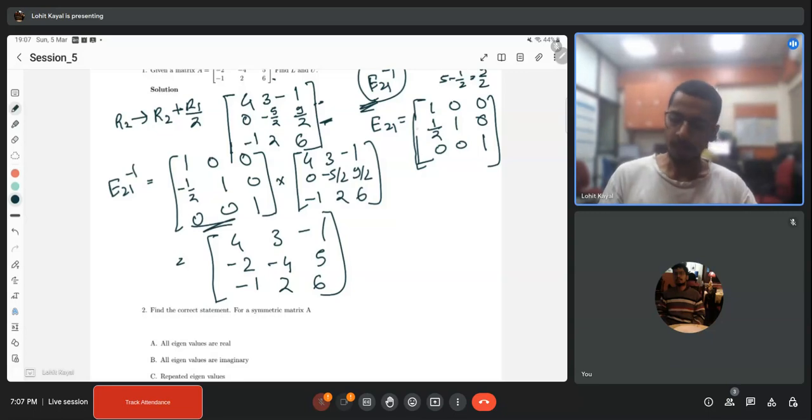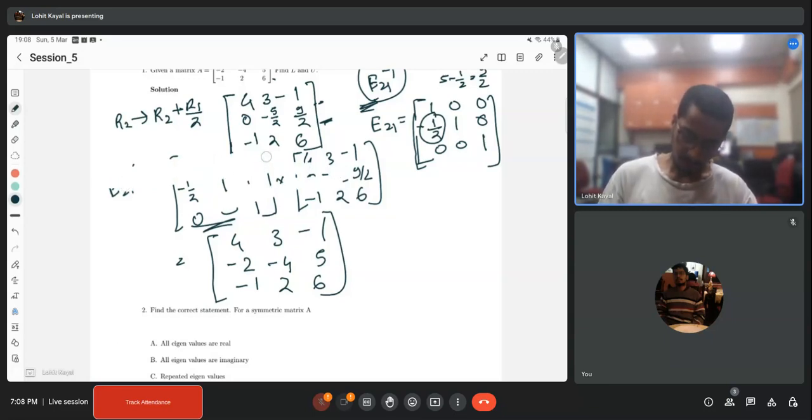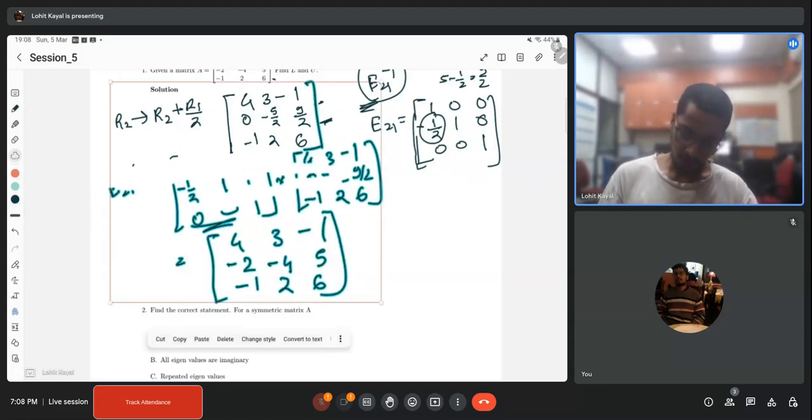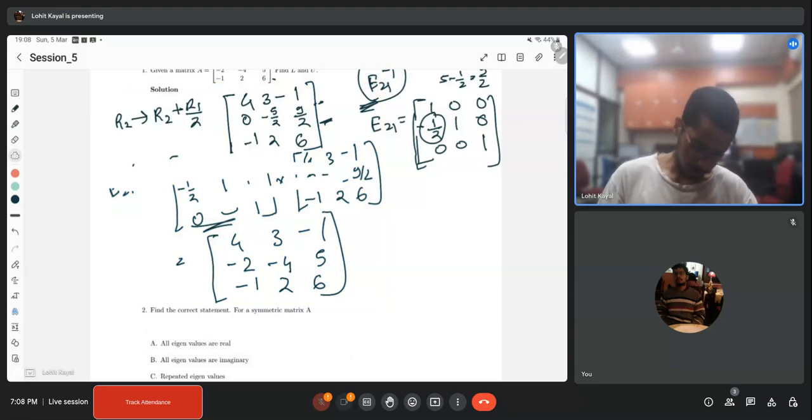So if E21 is this, then for E21 inverse we just need to change this sign. We will keep the identity matrix intact, the 1 0 0, 0 1 0, 0 0 1 form, and just change the sign of this extra term, and we will get our E21 inverse. We will need this E21 inverse at the end.